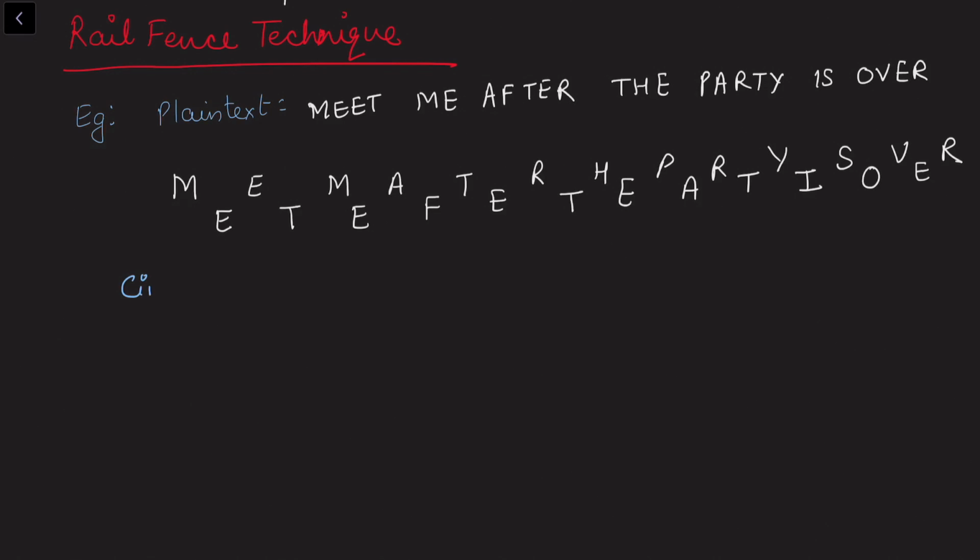Now for the ciphertext, the letters which are written as diagonals, we just read them row wise. If I read this row wise, first write the first row and then the next row. So the first row will become M, E, M, A, T, R, H, P, R, Y, S, V, R. So this is the first row.